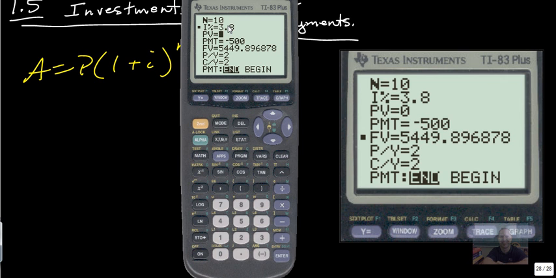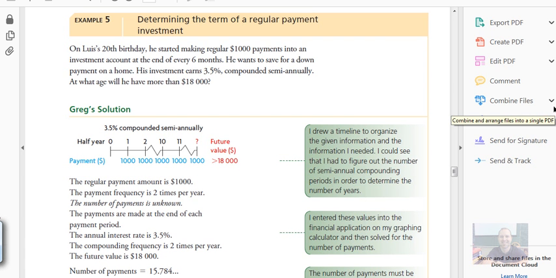So we should do one more example. Example 5 says on Lewis's 20th birthday, he started making regular $1,000 payments into an investing account at the end of every 6 months. He wants to save for a down payment on a home. His investment earns this much compounded semi-annually. At what age will he have more than $18,000? Okay, so future value 18, and we want to know how long, right?